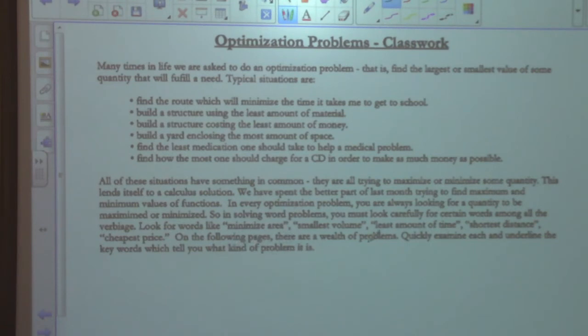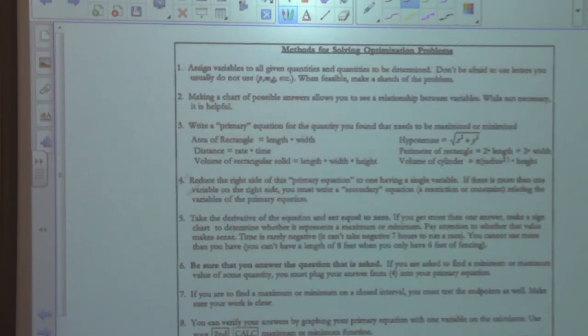And on the following pages, there are a wealth of problems. Quickly examine each and underline the key words which tell you what kind of problems it is. So really we're going to do the exercises in the translation here. And I will tell you that this is the kind of thing that I have to get in the frame of mind too. I'm experienced looking at these things, but they're hard to see.